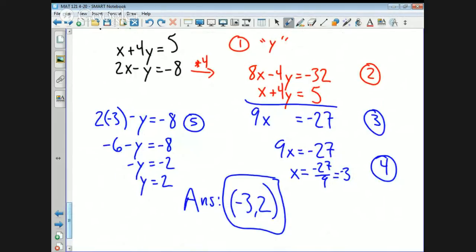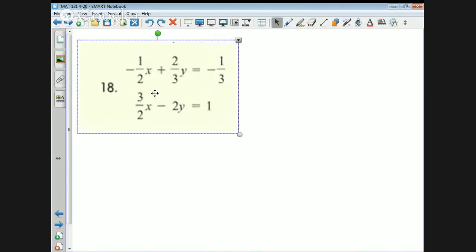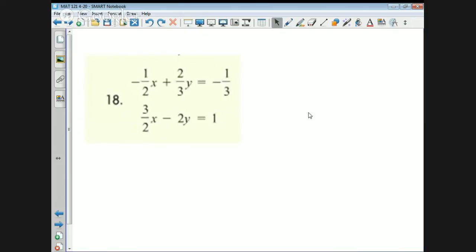So let's take a look then at some ones that are not consistent and independent as we have here. Some other examples. So let's take a look at number 18. Still going to be solving the system. And they tell you here, they don't care what method you use.